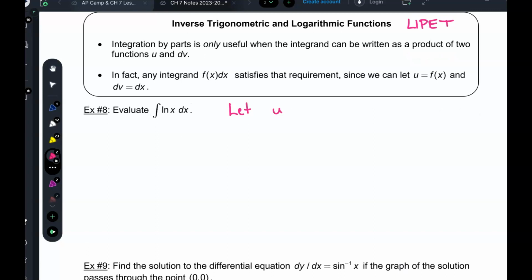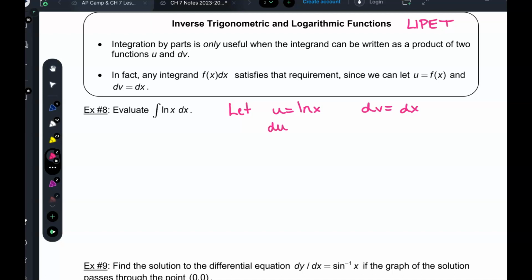And dv is just dx. Now there's a reason I can't use the tabular method here, because then you have to integrate. Could you use the tabular method here? No, because there's no way I could take the derivative of the natural log and get to 0. It'll be 1 over x, negative 1 over x squared, 2 over x cubed, and so on. So that's why we're not going to use the tabular method here.